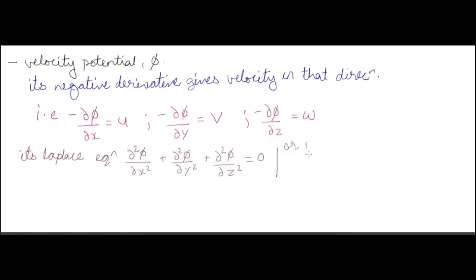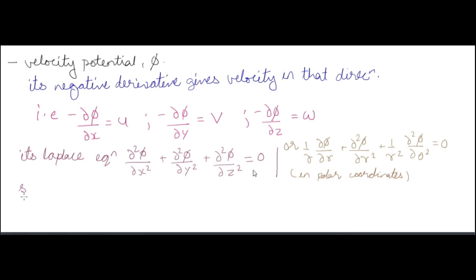The velocity potential is the function whose negative derivative gives the velocity in that direction. So minus dou phi by dx is equal to u, minus dou phi by dy is equal to v, and minus dou phi by dz is equal to w, where u, v, w are components of velocity along the x, y and z directions. Its Laplace equation is dou square phi by dou x square plus dou square phi by dou y square plus dou square phi by dou z square equals 0.